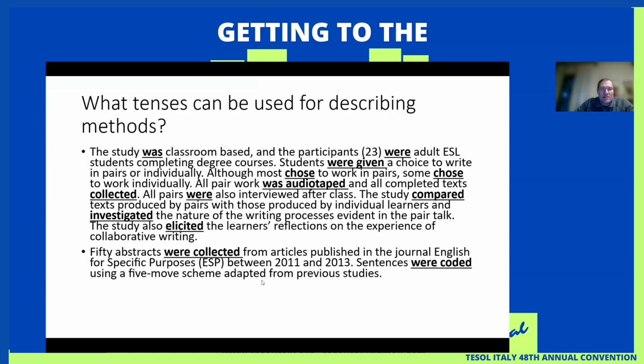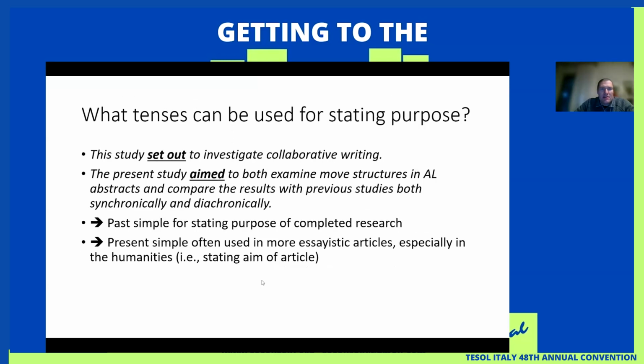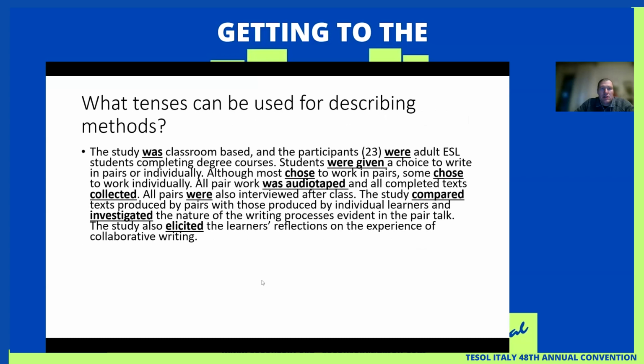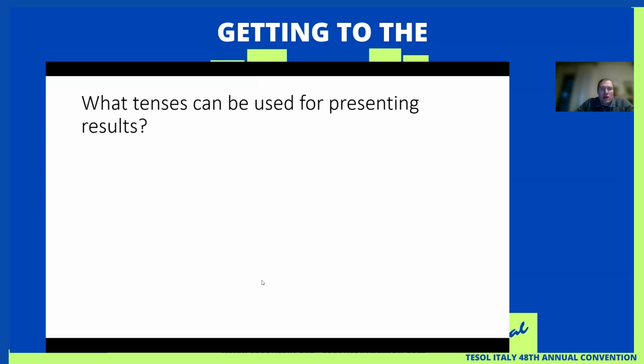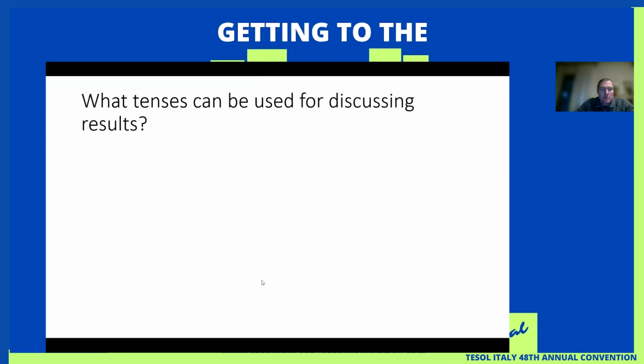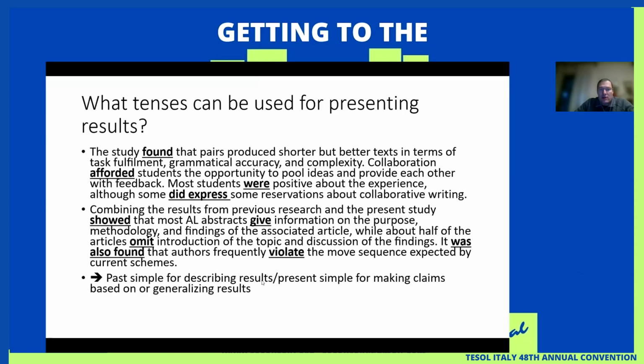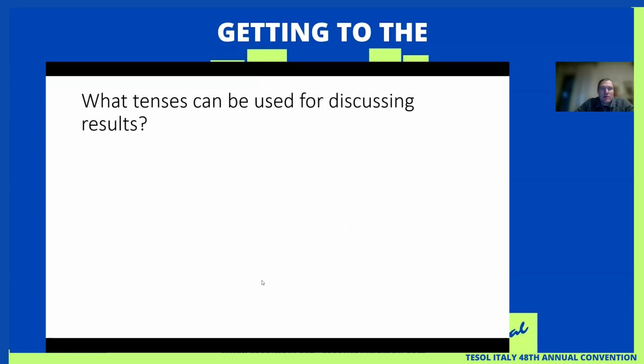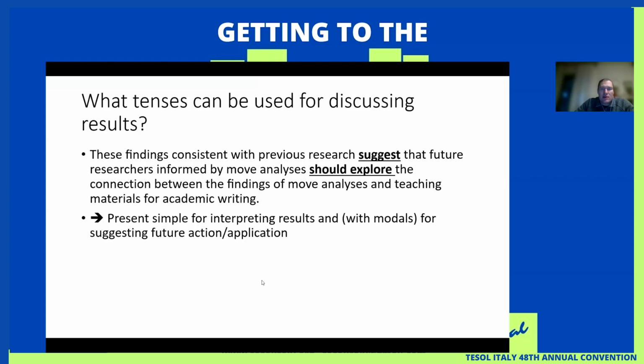And so then I repeat this. We're going to skip over this, but you can see, so then talking about methods, oftentimes it's past simple for presenting results, also past simple, although when you're generalizing results, it's going to then be present simple. For discussing results, here we're again sort of generalizing, so we use modal verbs in present simple.